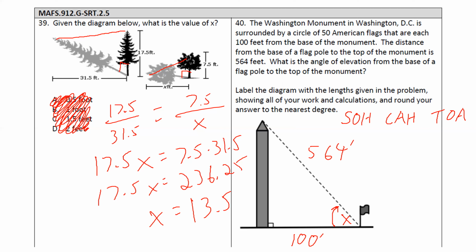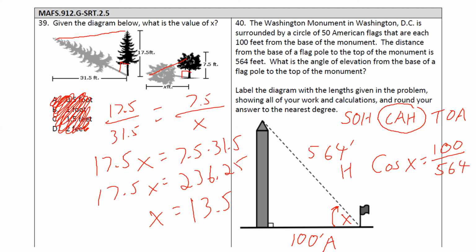In order to know which one to use, you had to say what 2 pieces you had for this diagram. So the 100, it's next to the X value as far as the legs go. So this is our adjacent leg. The 564, that's on the longest side. It's across from the right angle. This is our hypotenuse. So we're using adjacent and hypotenuse, which is cosine. So cosine of the angle measure, which is what we're looking for, equals adjacent, 100, over hypotenuse, 564.